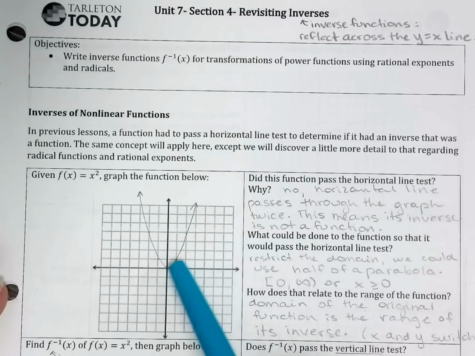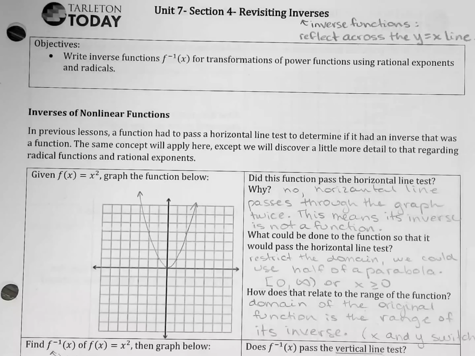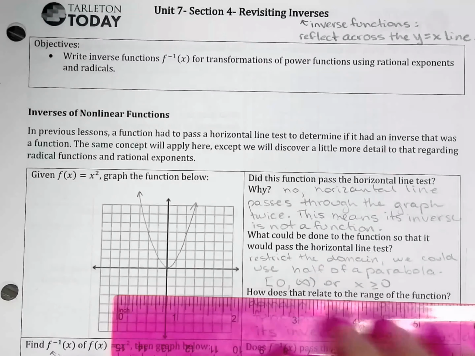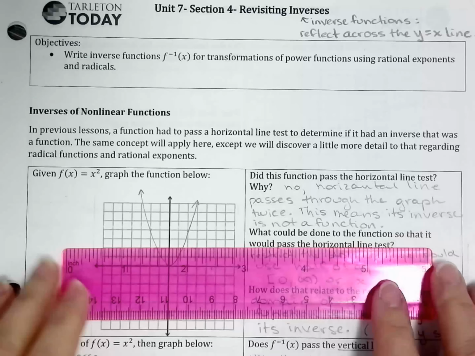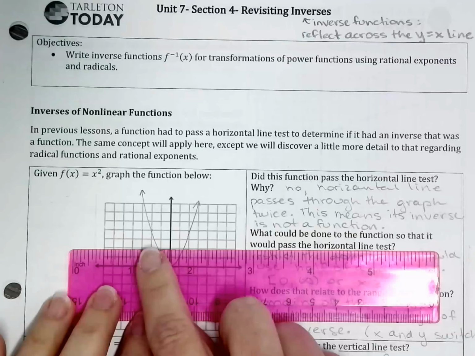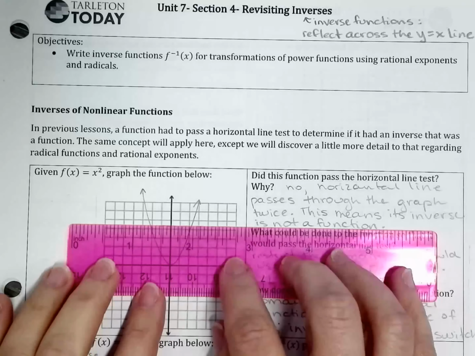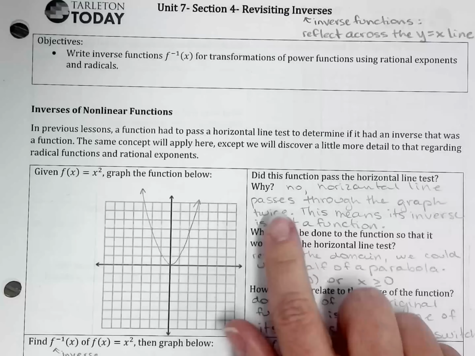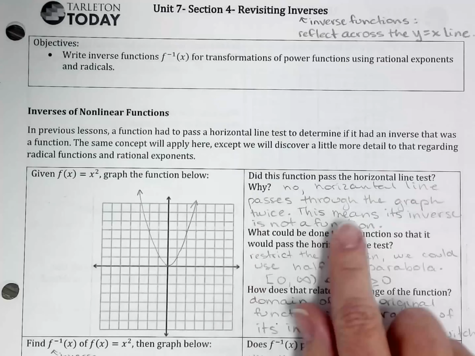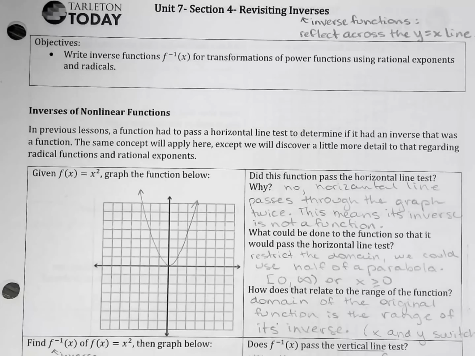So we have the x squared, the quadratic function, and here I just sketched the graph. Does this function pass the horizontal line test? The horizontal line test is when you draw a horizontal line going across the graph. It fails the test because the horizontal line crosses the graph in two points, here and here. So the horizontal line passes through the graph twice, which means its inverse is not a function.